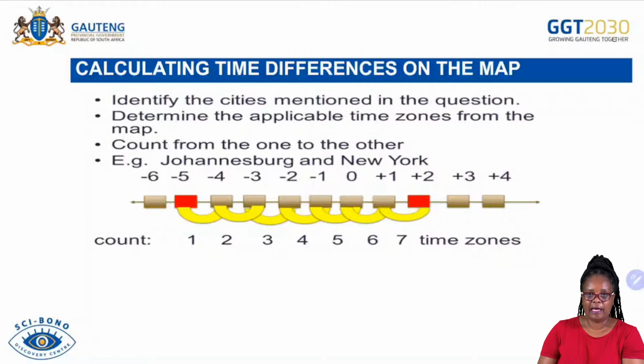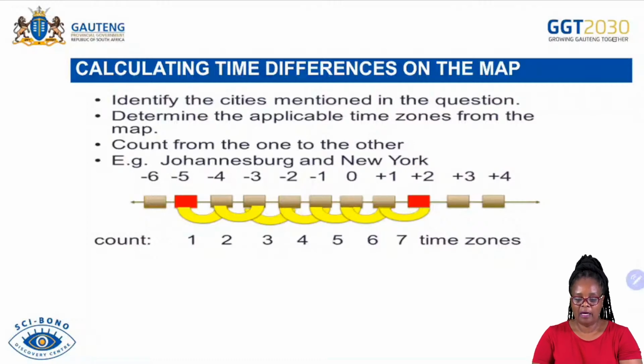So we'll do it again to remind you. Here we are. We have two places here. We have Johannesburg and New York. And the question said, number one, identify the cities mentioned in the question.